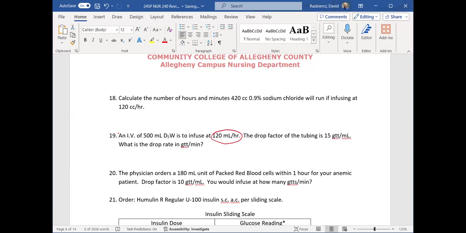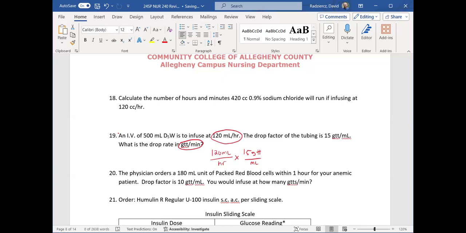Okay. So I'm going to take my flow rate, 120 milliliters per hour, and I'm going to multiply by my drop factor, which is 15 drops per milliliter. Now, if you're just doing 120 times 15, you're doing that right. You just got to remember that you're in hours and that the question is asking you for a drop rate, which is drops per minute. So you need to remember to convert hours to minutes.